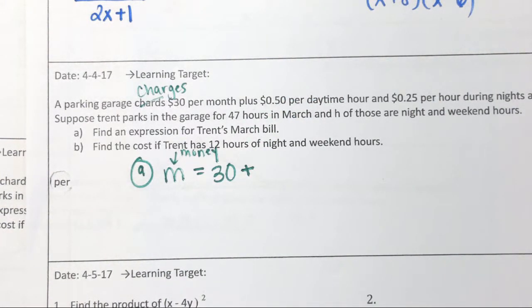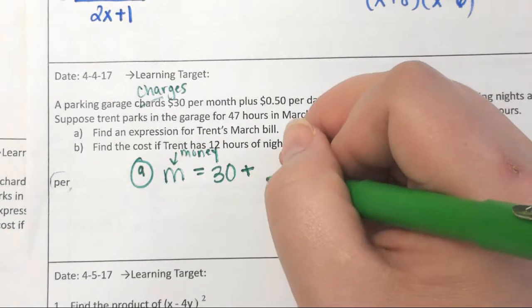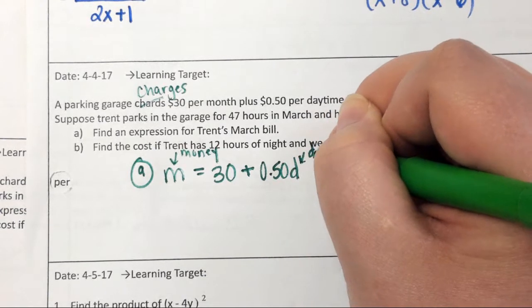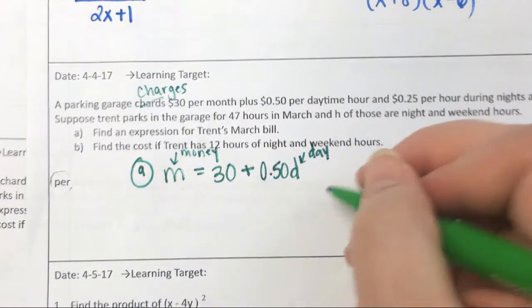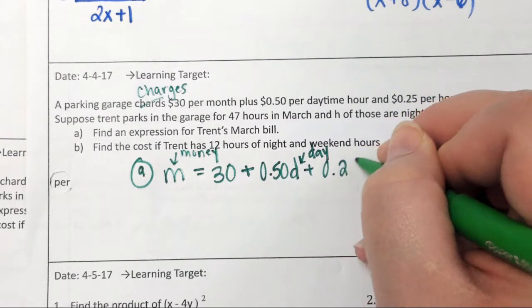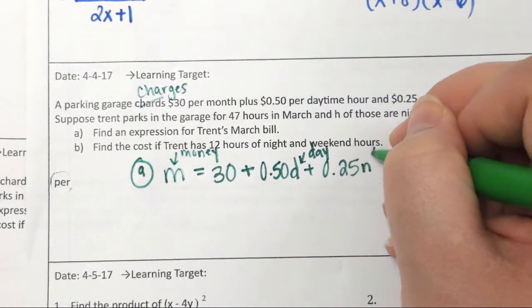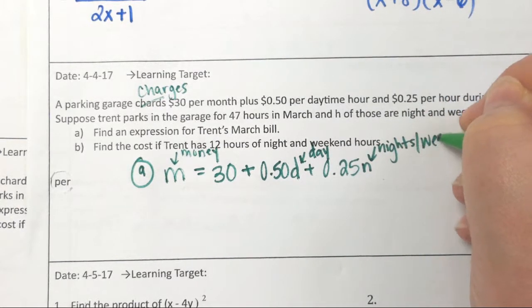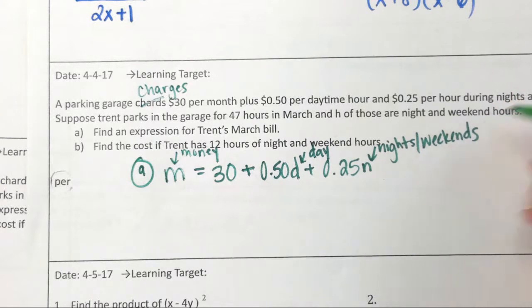So it's 50 cents per daytime hour, and 25 cents per hour during nights and weekends. So I'm going to put 0.50 for D, meaning daytime. And then I'm going to do 0.25, and I'll put N for nights, but we know this could also be weekends. Are there any questions about my part A?